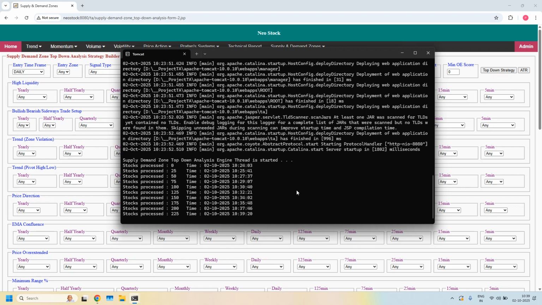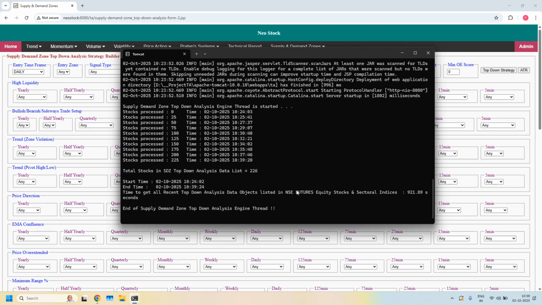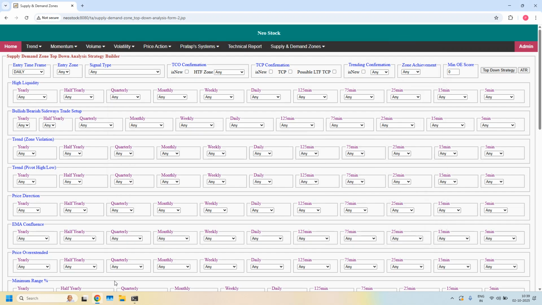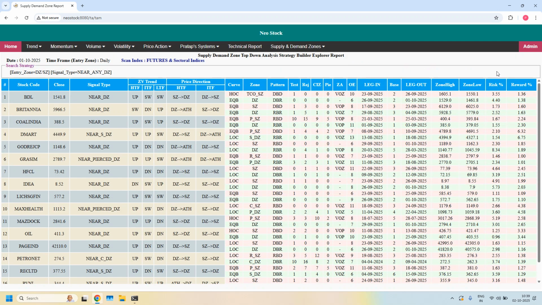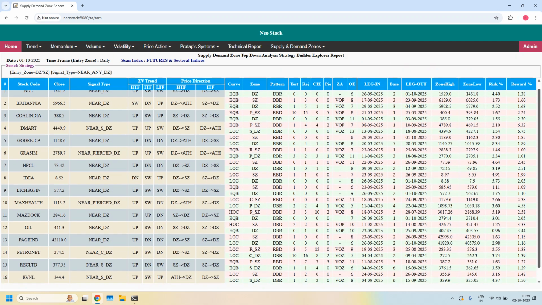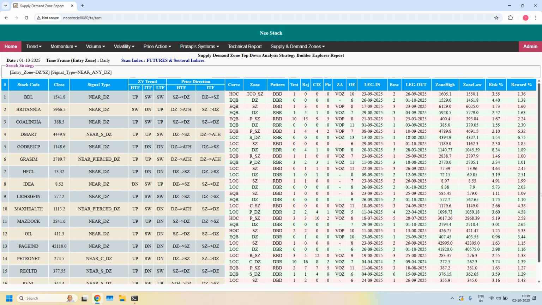Okay, now the process is completed. Now I will generate the reports. First I will generate finding the stocks near daily and 75 minutes time frame for the HLQ zone strategy that you learned in lesson 21. So daily time frame, stocks near to the daily demand zone. We got 17 stocks. So let us identify high liquidity daily demand zones from this list.